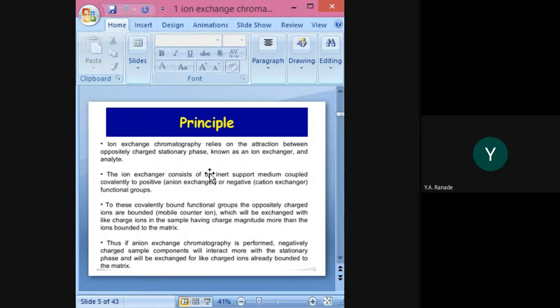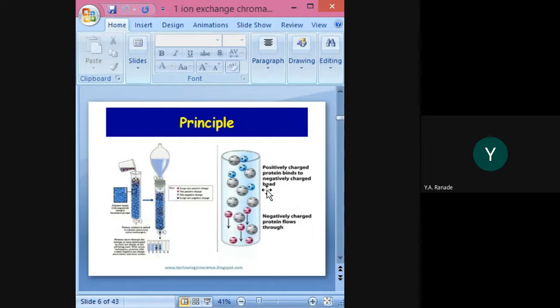The stationary phase in ion exchange chromatography is called the ion exchanger, and the ion exchanger and the analyte, that is the biomolecule of your interest, both show interaction depending upon their ionic capability. It may be positive, that is an anionic exchanger, or negative, a cationic exchanger. The functional groups attached to the ion exchanger are either anionic or cationic, so that depends upon the biomolecule you want to isolate.